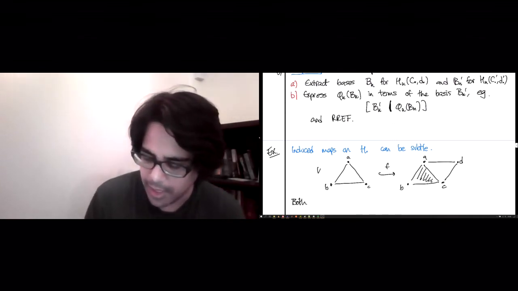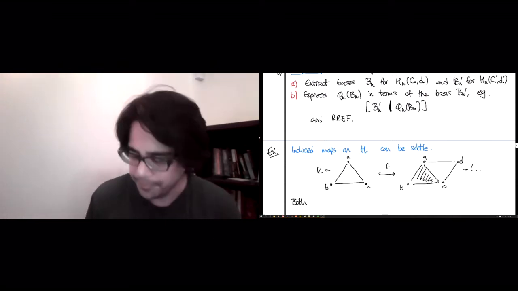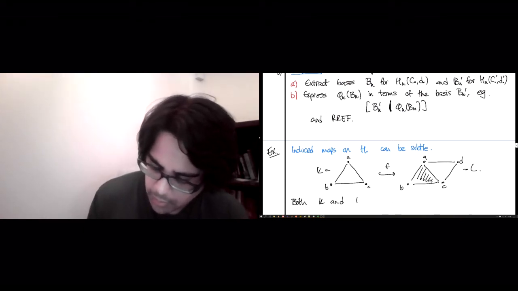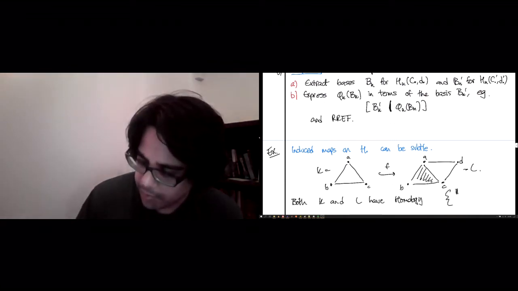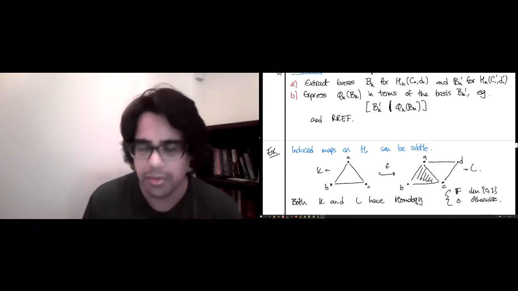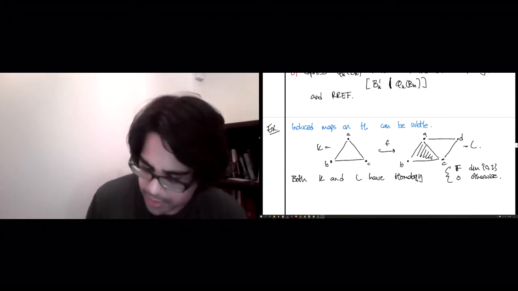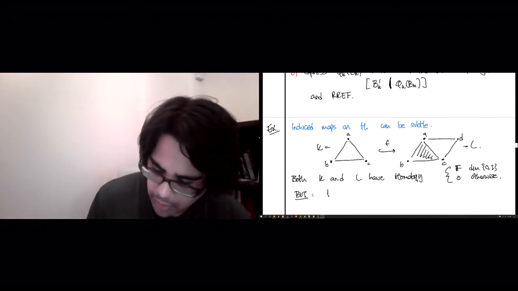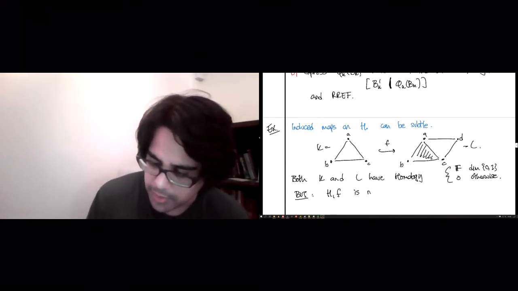So let's call this K, let's call this L, and F is just the inclusion A to A, B to B, C to C. So both K and L have homology F in dimension 0 and 1, and 0 otherwise. And you can compute this using linear algebra if you like. But the first dimensional homology map induced by F is not an isomorphism.